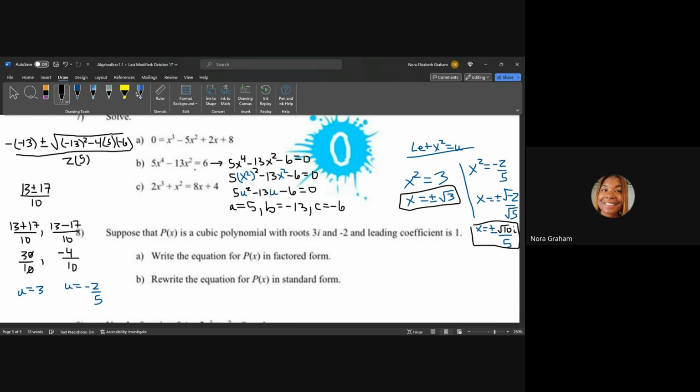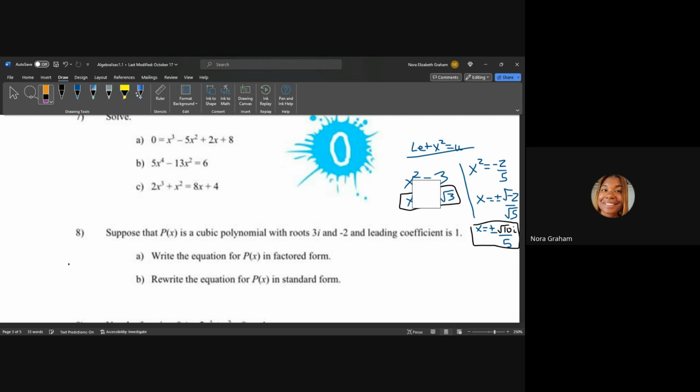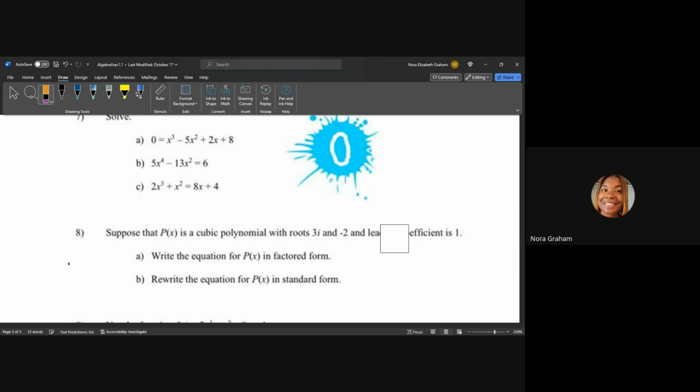And for B, of course, our highest exponent is 4, so you know that we're going to have 4 roots. Now let's do C very quickly. Let me just erase. All right, so C is going to be a little bit easier than B. B was one of the harder ones.